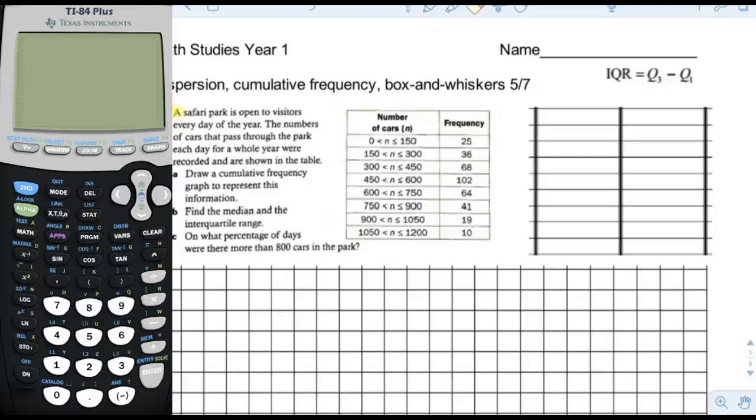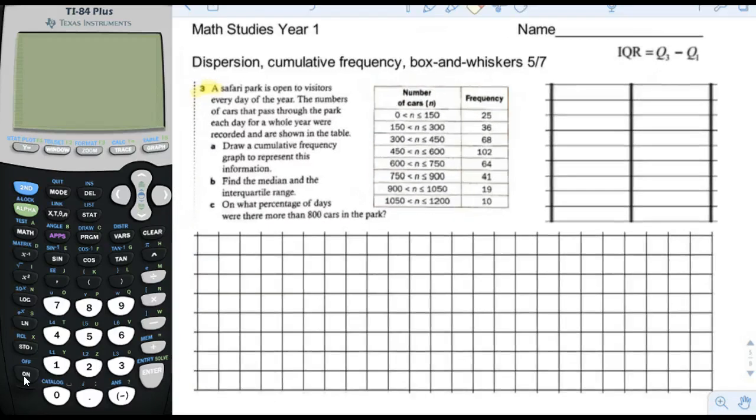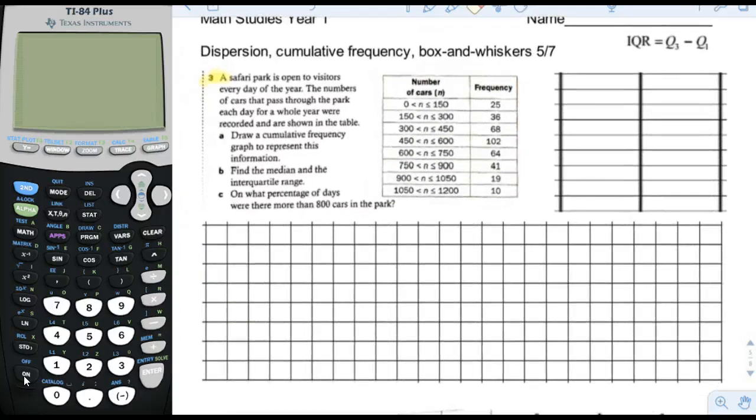Okay, here we are on page 5 of the dispersion bookwork. And let's see, we are going to start on cumulative frequency graphs. Cumulative frequency graphs basically just graph the cumulative frequency. And if you remember, the cumulative frequency is just the frequency added together, starting from the beginning to the end. And that's kind of hard to understand, but let me try to show you how you do that.